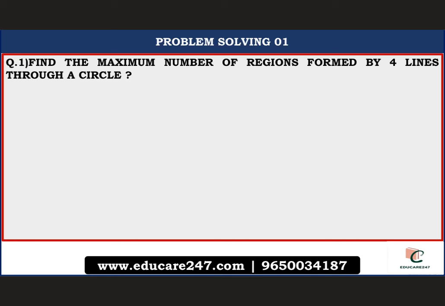We'll just apply the formula and not draw the diagram and lines and count the regions and all that stuff. So what is the formula? It is 1 plus the summation of n. So 1 plus the summation of 4, which is 1 plus 2 plus 3 plus 4, which is 11. Hence, the maximum number of regions formed by 4 lines through a circle is 11.